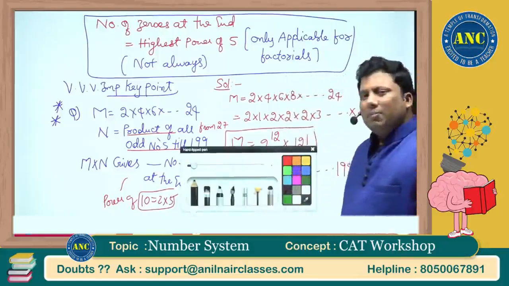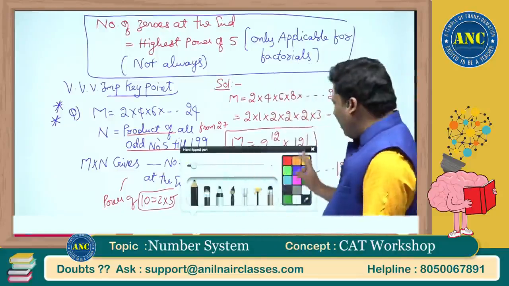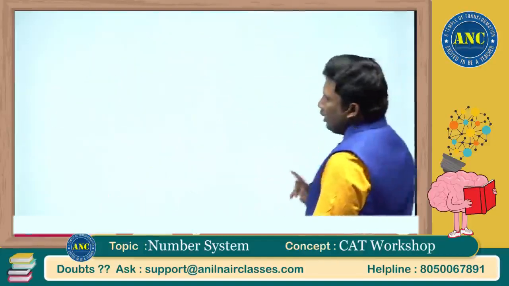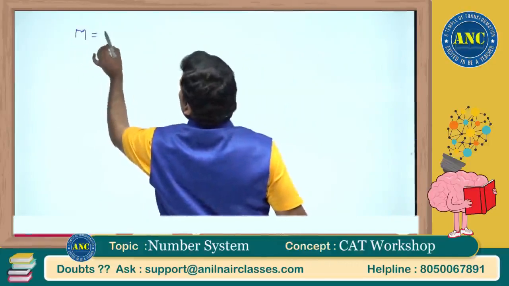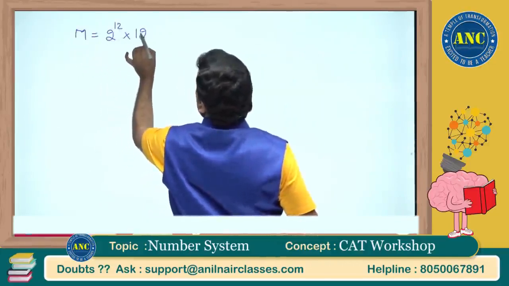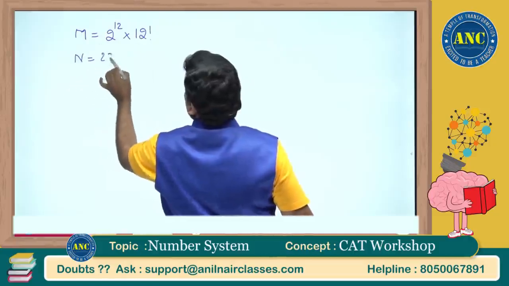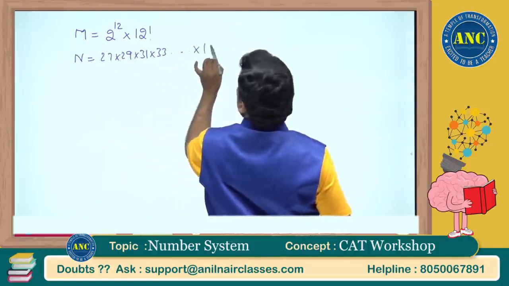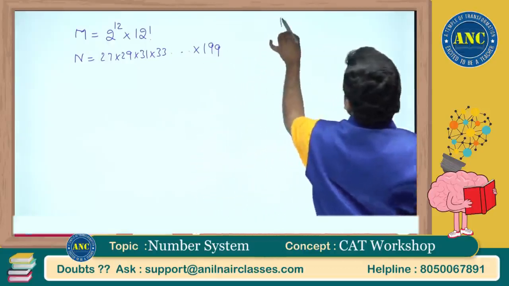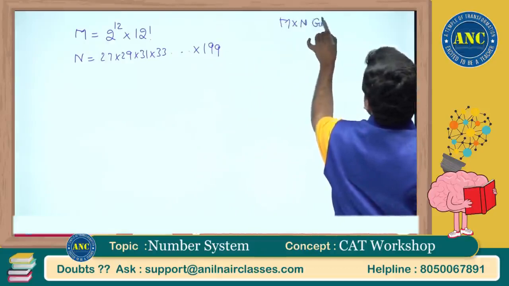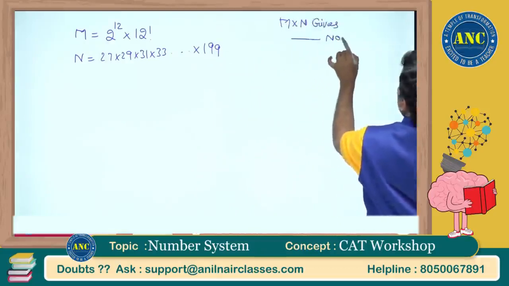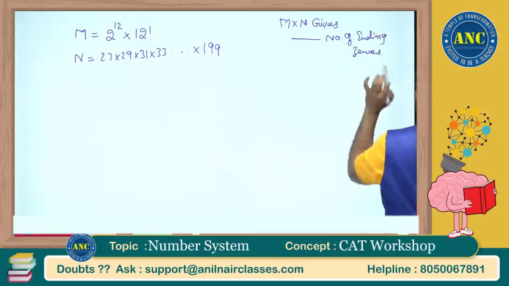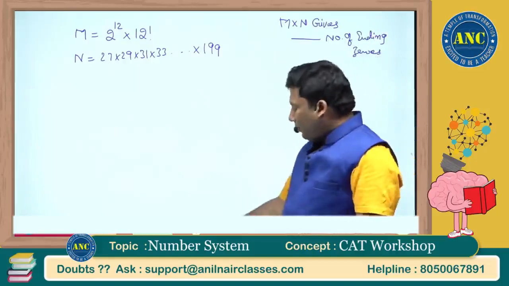An odd number is a number which is never divisible by 2, so 2 will not come. So M will be 2 power 12 into 12 factorial. N is 27, 29, 31, 33 and so on up to 199. What do I require? M into n gives dash number of ending zeros. Zeros at the end are also called trailing zeros.